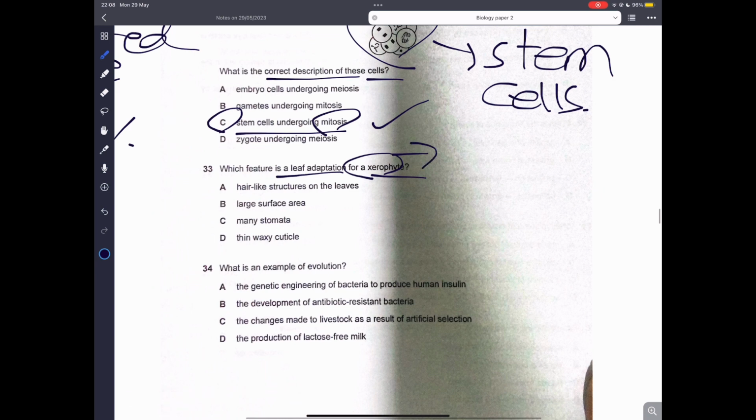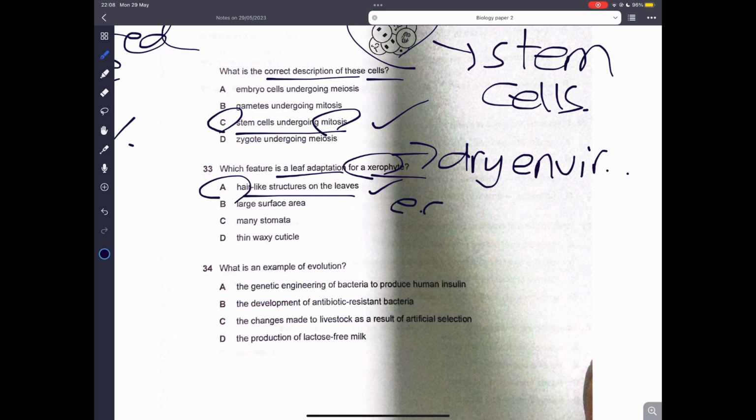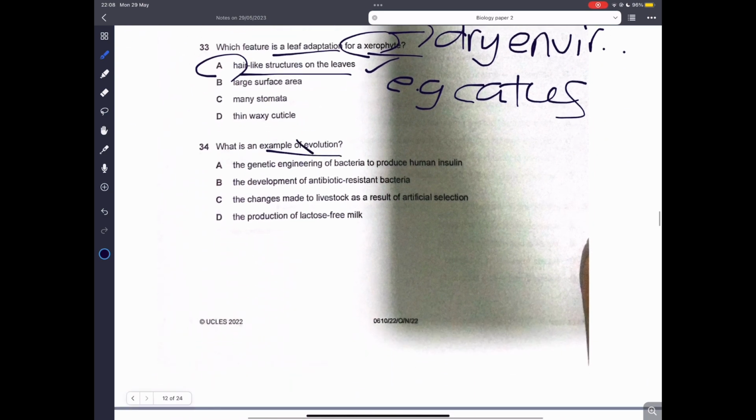Which feature is a leaf adaptation for a xerophyte? A xerophyte is a plant that lives in dry environments such as the desert. We can give an example such as a cactus. And as you might have noticed, they have these hair-like structures on them. So A is the reasonable answer.